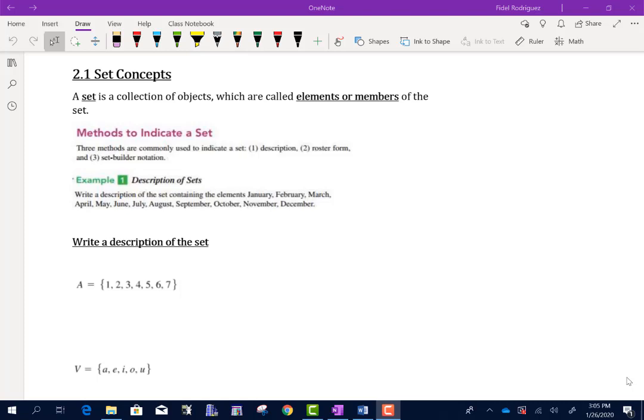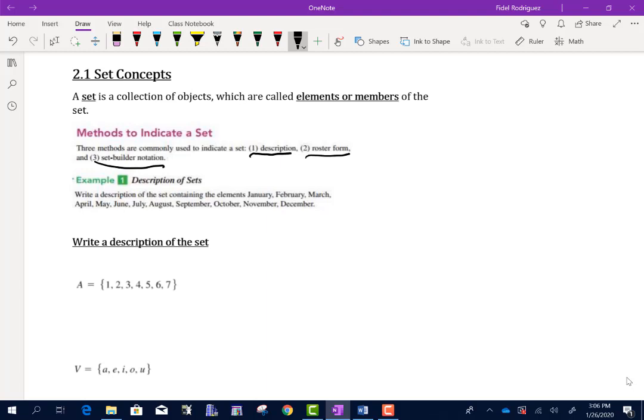All right, so section 2.1 talks about set concepts. It says a set is a collection of objects which we call elements or members of the set. And there's three ways that we're going to use to indicate a set. The first way is called the description of the set. The second is going to be in what we call roster form, and the last one is going to be something we call set builder notation.